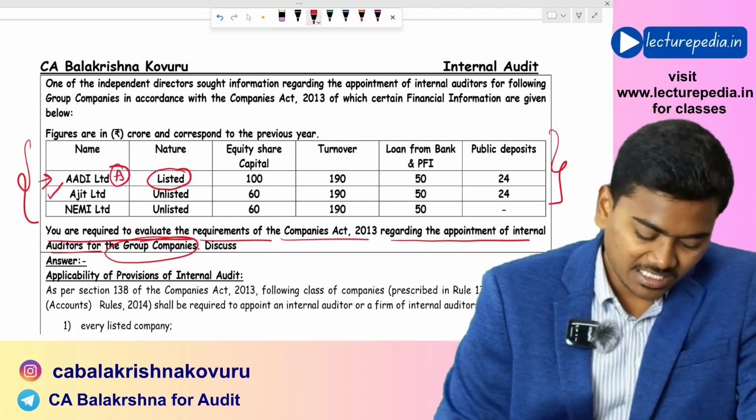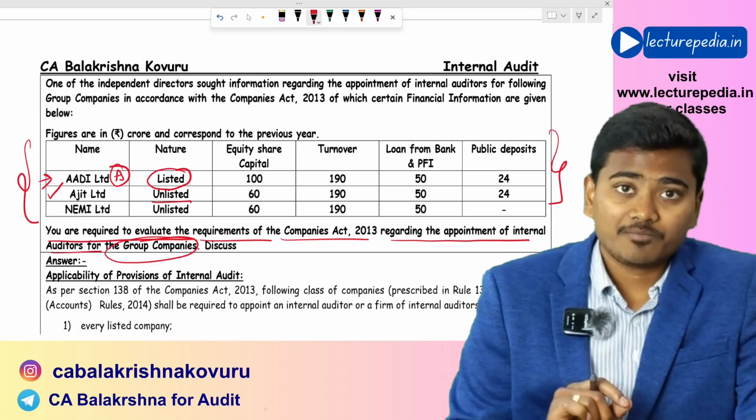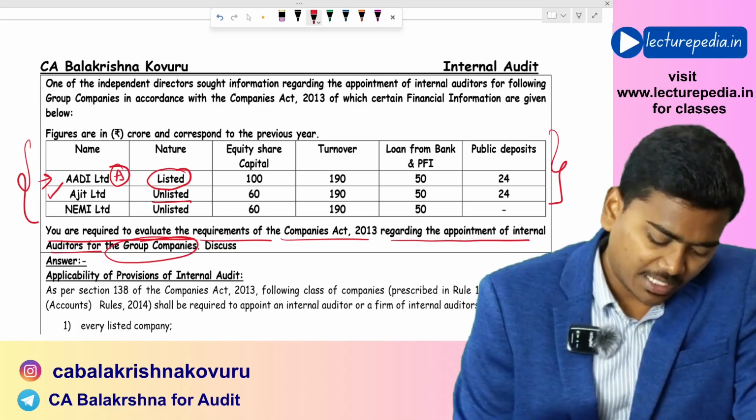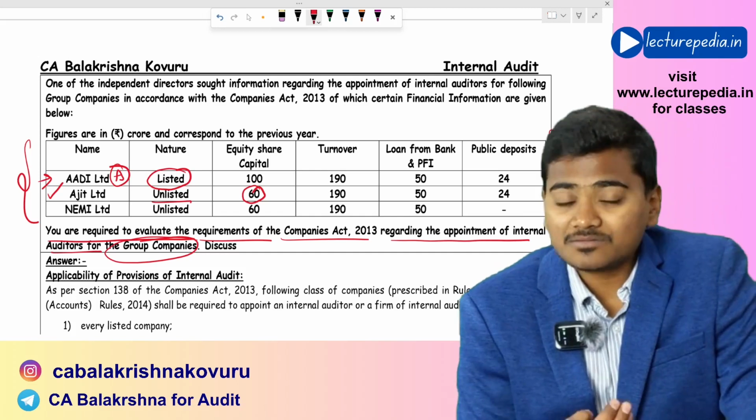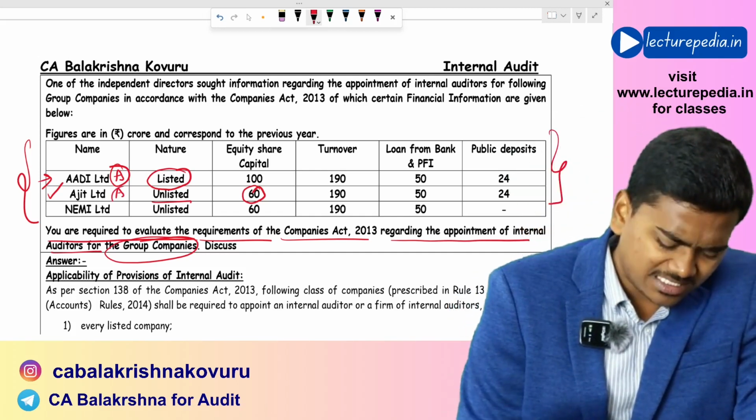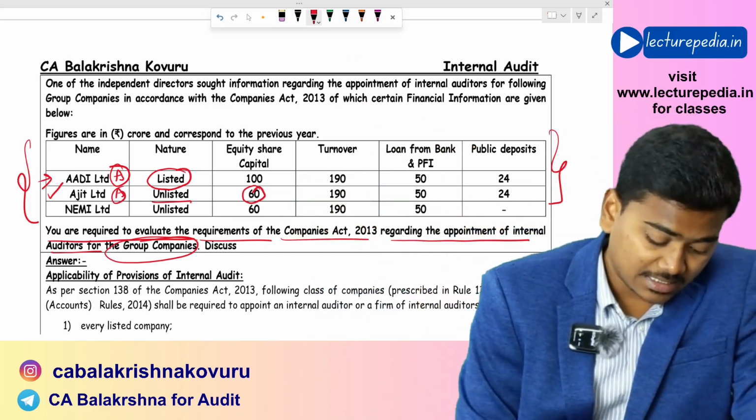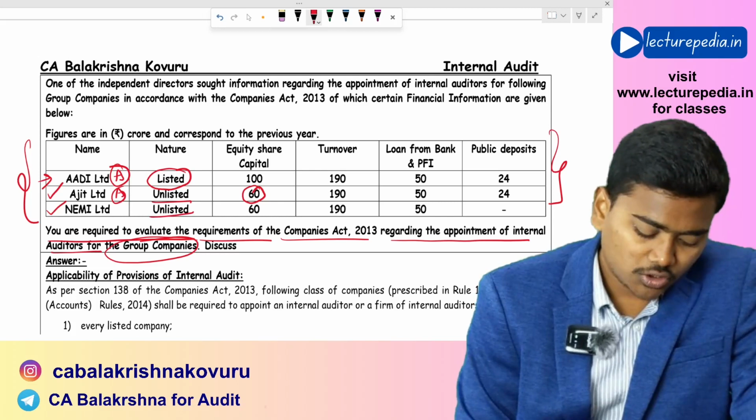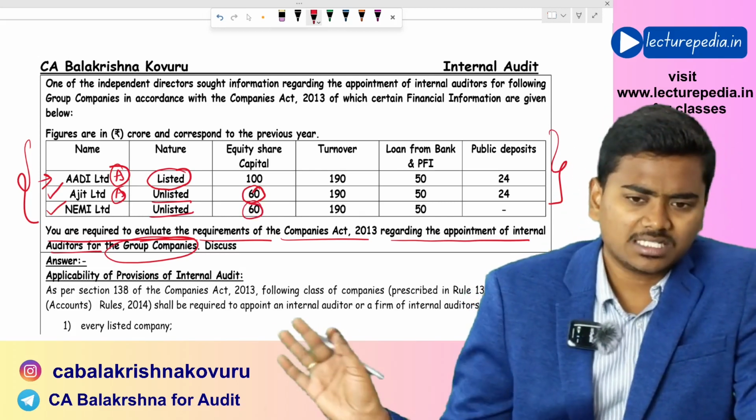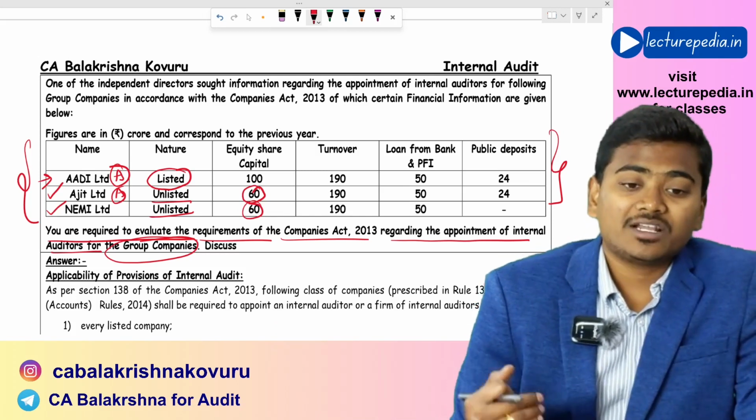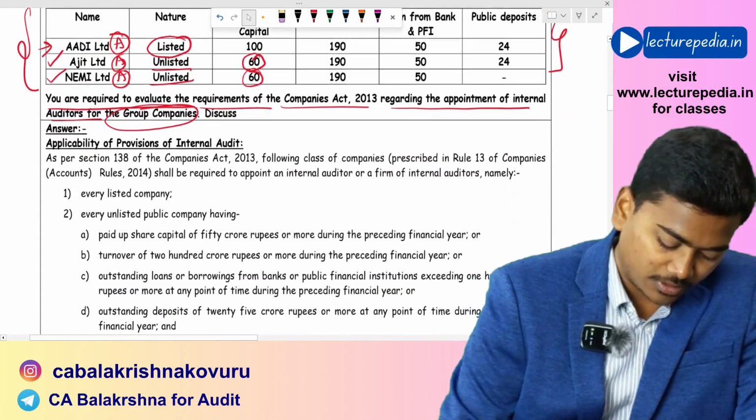Next, Ajit Limited. Ajit Limited is an unlisted company, so you need to check the remaining criteria. Equity share capital is 60 crores. It is crossing 50 crores. So internal audit is applicable even for Ajit Limited. You need not check the remaining criteria because the first criterion itself is satisfied. Next, Nemi Limited is also an unlisted company, and its equity share capital is more than 50 crores. It is 60 crores. So even for Nemi Limited, internal audit is applicable. That you need to conclude.